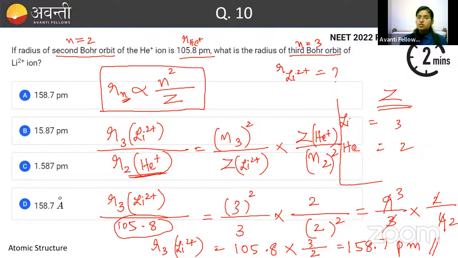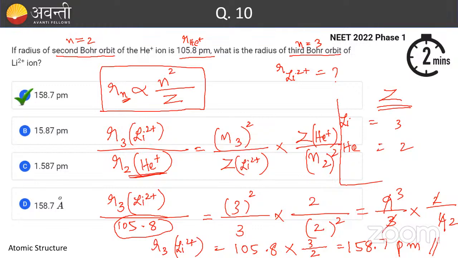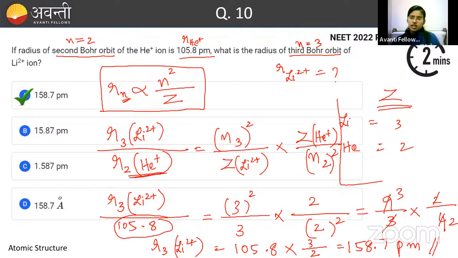Okay. So which is the correct answer? Which option? Option A is the correct answer for this question. Got it? Yes, Kalabugni. Option A is the correct answer for this question. Very good.